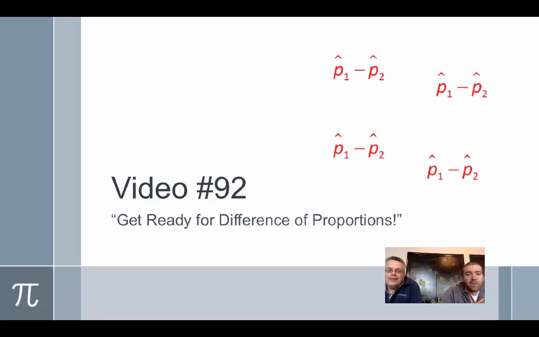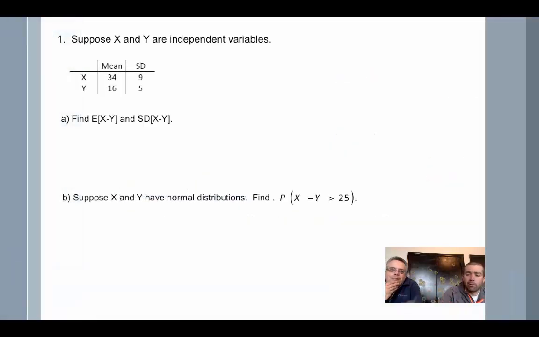Okay, so here we have kind of a review. We have x and y independent variables. The mean of x is 34, standard deviation 9. For y, the mean is 16, standard deviation 5. We want to find the expected value of x minus y. Remember, expected values are beautiful. If we're subtracting the random variables, we just subtract their expected values. So it'd just be 34 minus 16, or 18.